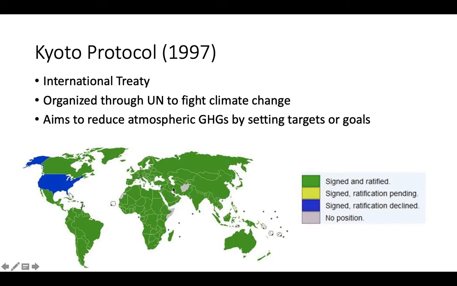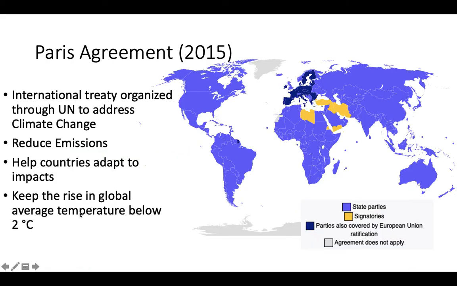Most of the countries have signed and ratified it. The United States, interestingly, has not ratified the Kyoto Protocol. However, the United States did join the Paris Agreement in 2015. Very similar to the Kyoto Protocol, just more up to date, as the international treaty to fight climate change, reduce emissions, help different countries adapt and respond to the impacts of climate change.